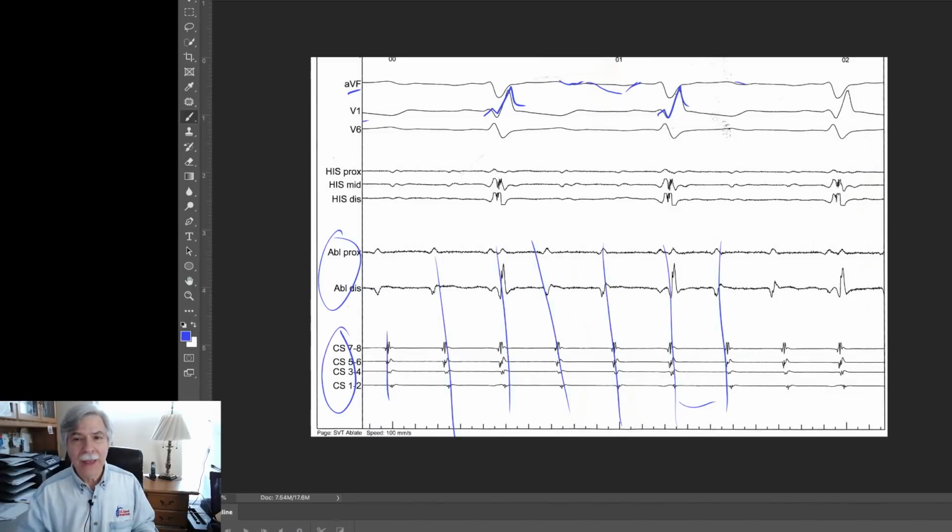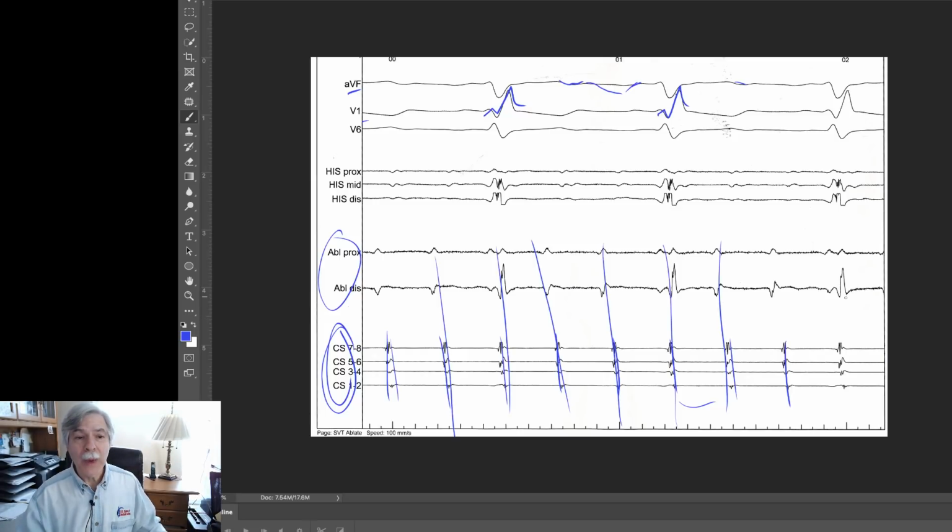Oh, I'm not showing you, I'm sorry. Let me go back. Let me change my view. See, this is what I should have been showing you: the surface ECG on the top with V1 showing a right bundle branch block. And then you have the coronary sinus, which is down here in the left atrium, showing this very regular atrial activity at about 220 beats per minute. And this is what atrial flutter looks like in the EP lab.